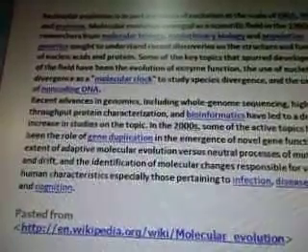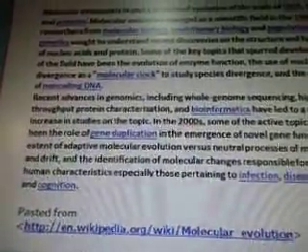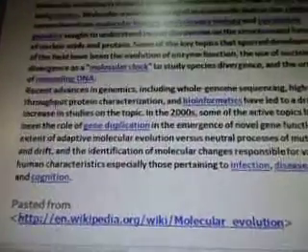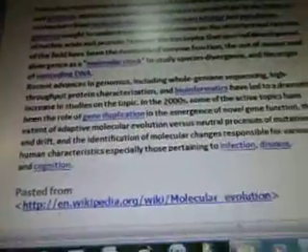In the emergence of novel gene function, the extent of adaptive molecular evolution versus neutral processes of mutation and drift, and the identification of molecular changes responsible for various human characteristics, especially those pertaining to infection, disease, and cognition. Okay, so that's just showing that.